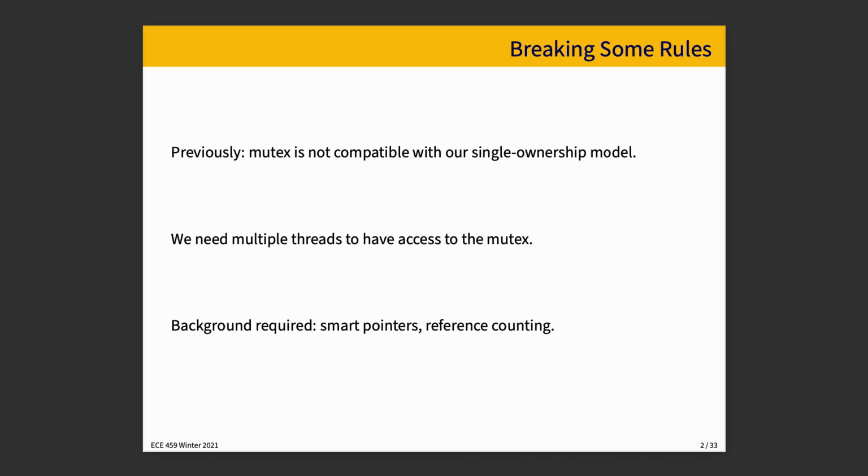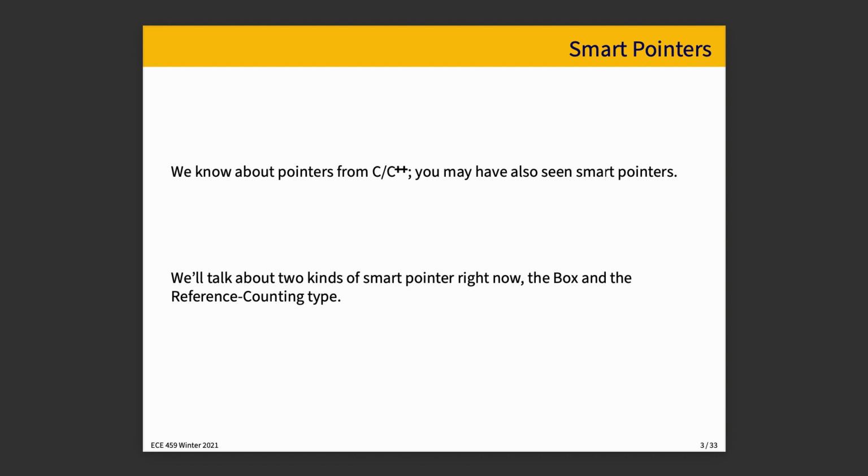Okay, you know about pointers, I imagine, having previously programmed in C and/or C++. And if you've done more modern stuff in C++, you may also have seen smart pointers. And smart pointers exist in both C++ and Rust, and we're going to talk about two different kinds in this topic, the box and the reference counting type.